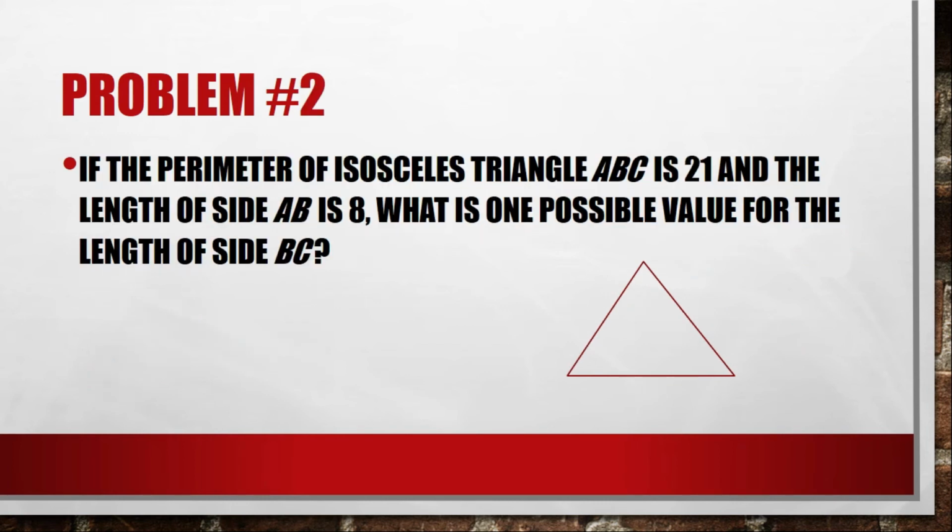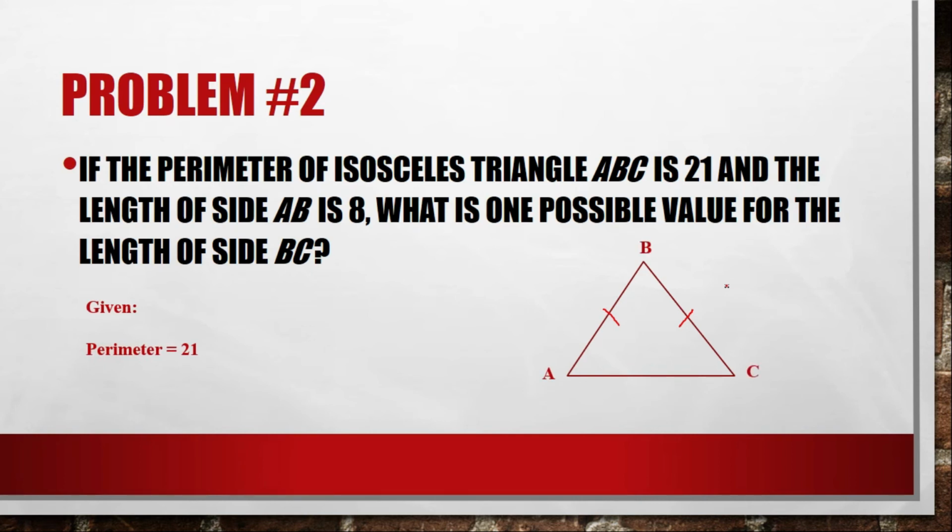Let's have problem number 2. If the perimeter of isosceles triangle ABC is 21 and the length of side AB is 8, what is one possible value for the length of side BC? Okay, so let's have an illustration of an isosceles triangle. Yan. The legs are congruent. And let's label this as triangle A, B, and C.